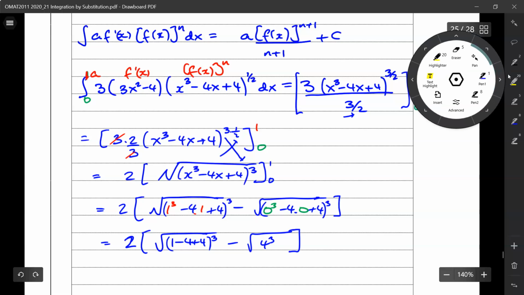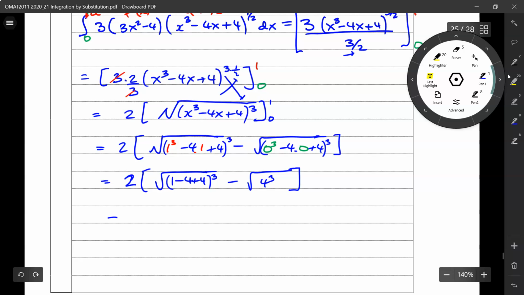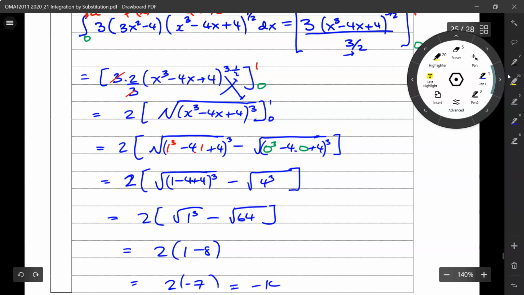So if I keep going with this, that gives me 2 times the square root of 1 cubed, which is going to give me 1, minus the square root of 4 cubed, and that's 64. And this gives me 2 times 1 minus 8, which is equal to 2 times minus 7. So it gives me a final answer here of minus 14.